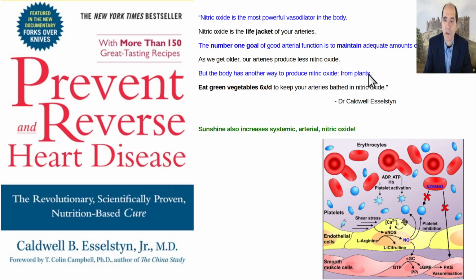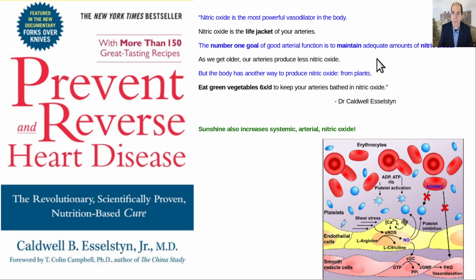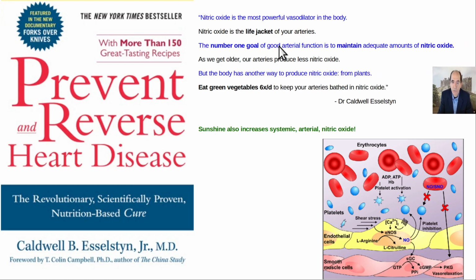Okay, here's the great Prevent and Reverse Heart Disease book by Caldwell Esselstyn. And what are some things he says? He says, nitric oxide is the most powerful vasodilator in the body. Nitric oxide is the life jacket of your arteries. The number one goal of good arterial function is to maintain nitric oxide. As we get older, our bodies produce less nitric oxide, but the body has another way to produce nitric oxide from plants. Eat green vegetables 6 times per day to keep your arteries bathed in nitric oxide. Okay, well, that's good. So anyways, here's Prevent and Reverse Heart Disease by Esselstyn, the classic book, and he's got the best results of anybody in the world by a factor of over 30. I mean, there's nothing even close.